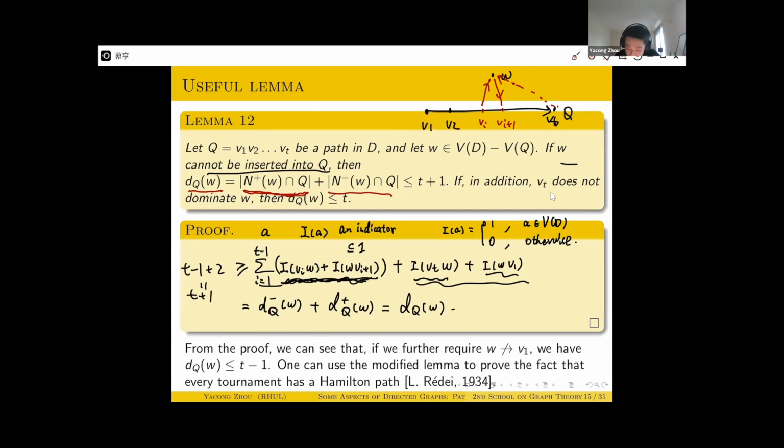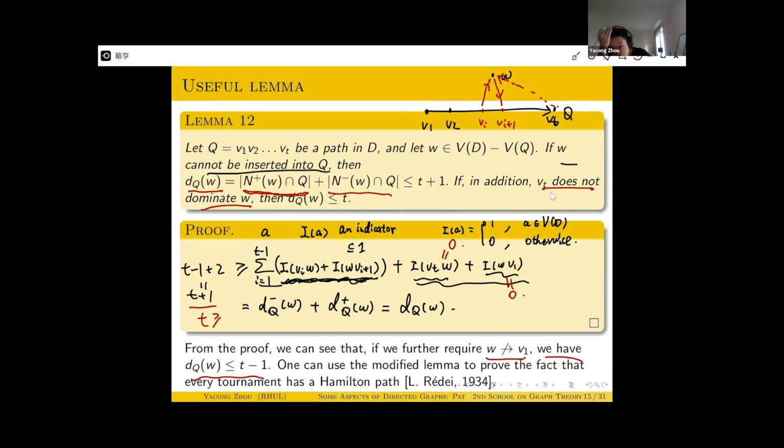And if VT does not dominate W, then this term is also equal to zero, and clearly this upper bound will reduce by one. And also if we further assume that W does not dominate V1, then this term is also equal to zero. Then we will have an upper bound of T minus one here.